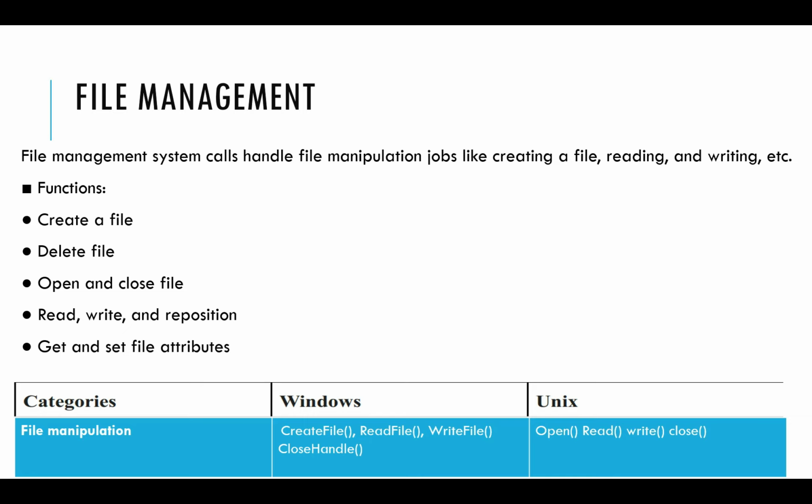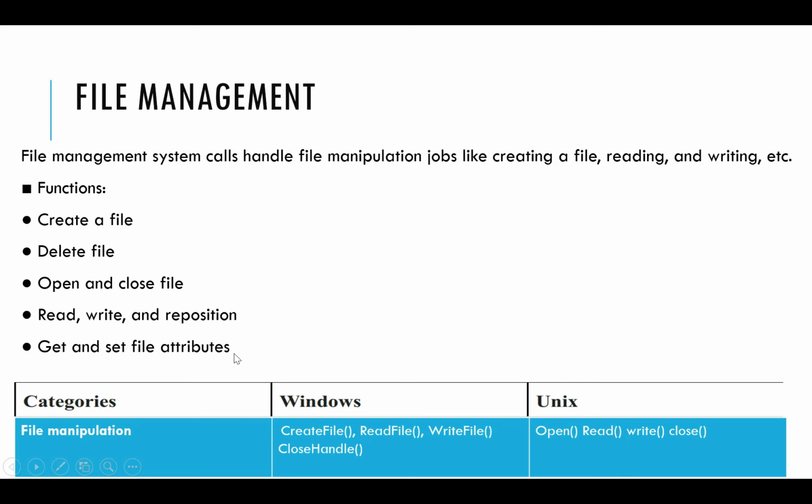Next is file management. File management system calls handle the file manipulation jobs like creating files, reading and writing, etc. So that is used for manipulating or managing the file. In file management, the major functions are create a file, delete a file, open and close a file, read, write and reposition, get and set file attributes.